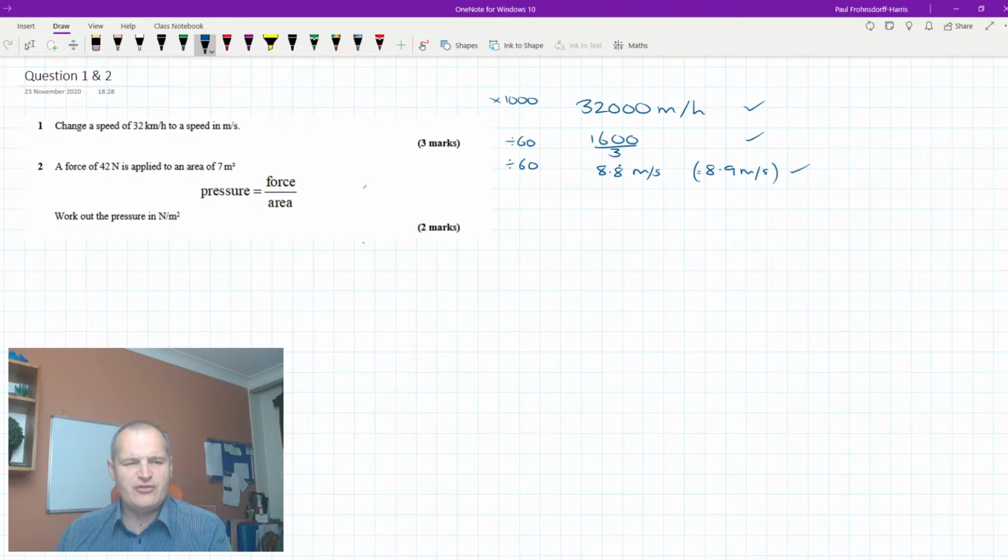Although in this question, the second one, it's really simple. It's a case of 42 being divided by 7, because we want to put the 42 in there and we want to put the 7 in there. It's just 42 over 7 for 1 tick, which is equal to 6 newtons per metre squared in the second.